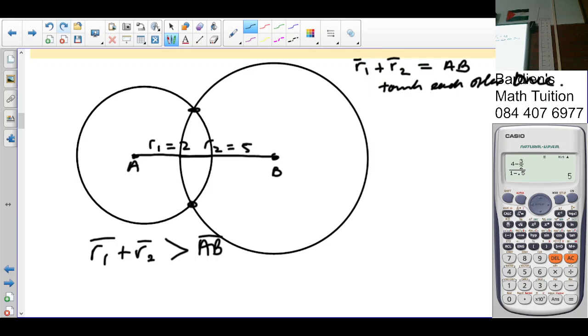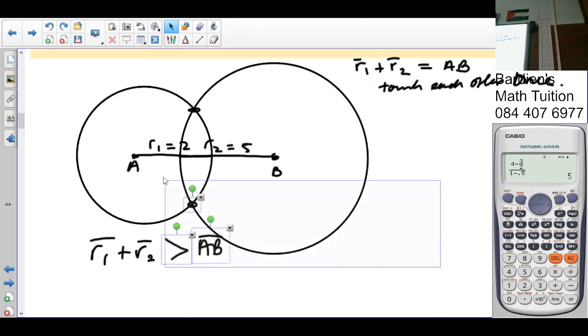Alright. So if radius 1 plus radius 2 is equal to the distance between the centers of the circles, they are touching each other once. If the distance between the centers is larger than radius 1 plus radius 2, the circles do not touch. If the distance between the two centers is smaller than the sum of the radii, then they cut each other twice. Okay.